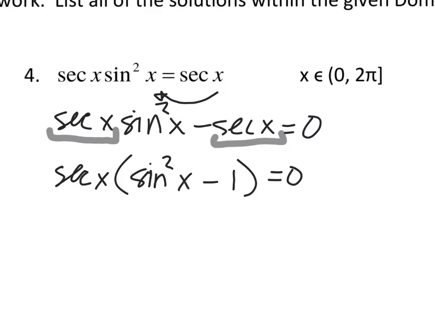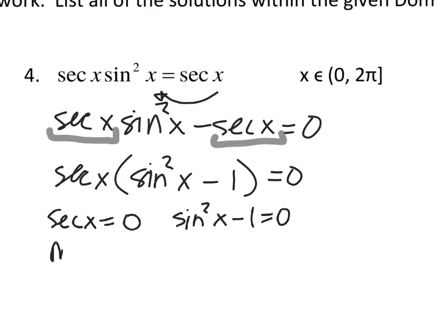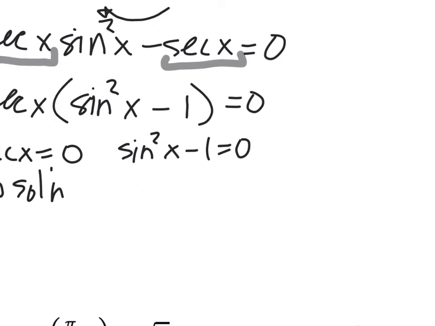So now that we are multiplying, we can take each of these factors and set them equal to 0 so that we can solve. The secant can never be 0 because secant doesn't ever cross the x-axis, right? It's the upward parabola and the downward parabola. So this doesn't give us any solutions. So all of our solutions will come from sine squared minus 1.